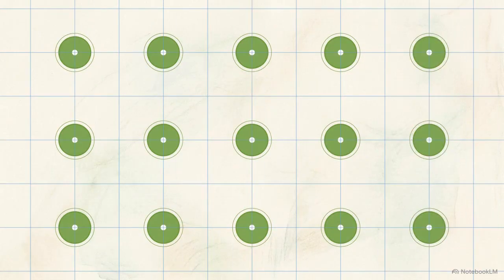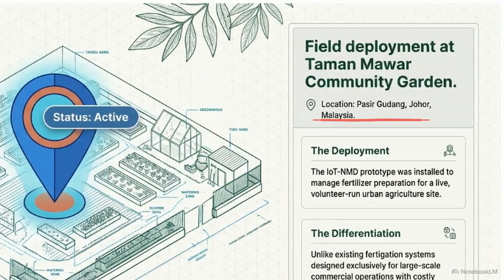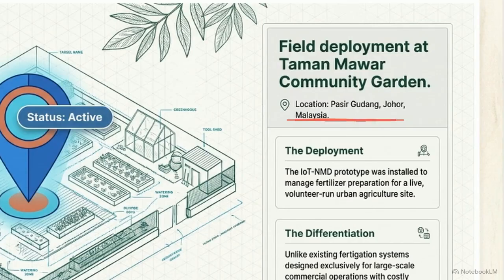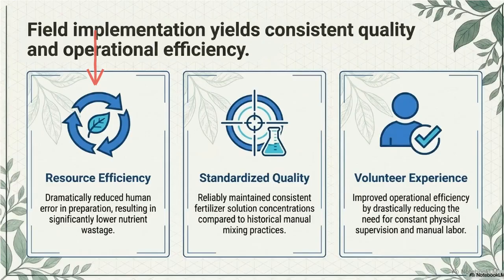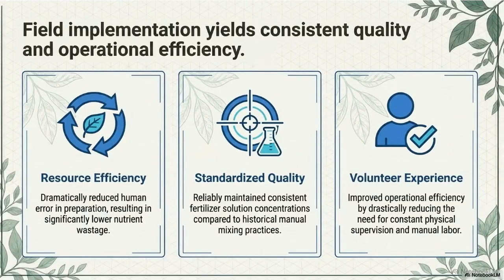To test this in reality, the prototype was deployed here at the Taman Mawar Community Garden in Johor, Malaysia, a live, active urban agriculture site run entirely by volunteers. Operational data from the deployment revealed an immediate drop in nutrient wastage. By eliminating manual preparation, the farm secured standardized fertilizer quality across crop cycles. Secondly, by handling precision chemistry, the system reduced the need for physical supervision, directly improving the volunteer experience.